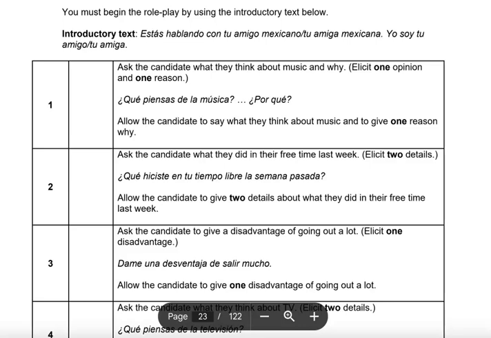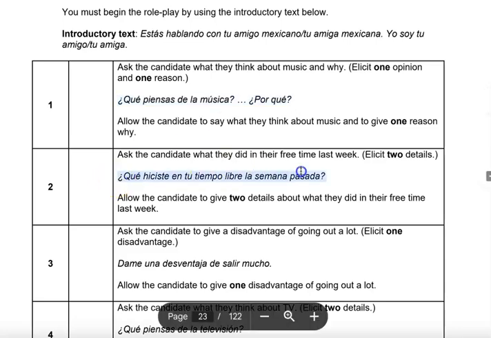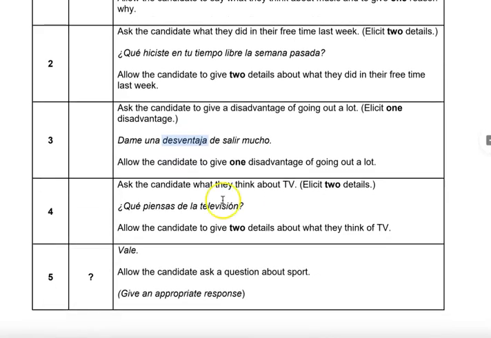We're going to now have a look at the teacher's script. So again, this is nice and straightforward. This is what your teacher will say. ¿Qué piensas de la música? ¿Por qué? ¿Qué hiciste en tu tiempo libre la semana pasada? Dame una desventaja de salir mucho. Then, ¿qué piensas de la televisión? And then they will always say something like this before the last one and then prompt you to ask your question to them. That's it.